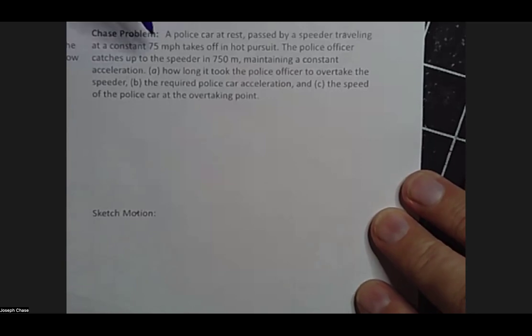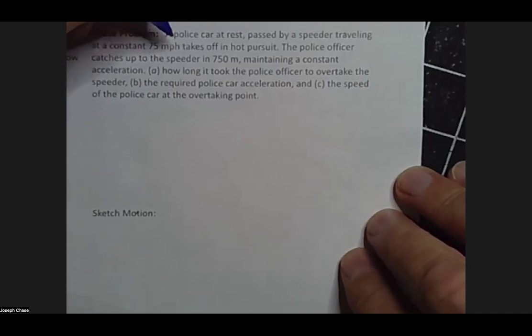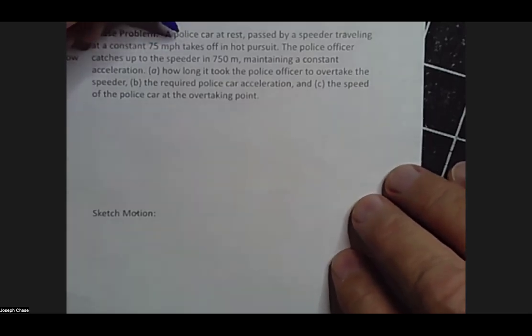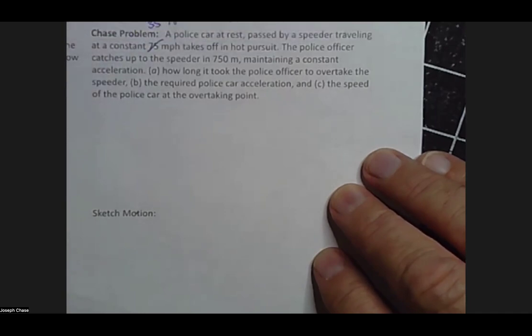So I'm going to take this as actually a problem out of the text, but I'm going to modify it a little bit. So first of all, instead of 75 miles an hour, let's just immediately convert that into meters per second. I'm not worried too much about the exact value, but let's say it's 35 meters per second. So the police car is at rest and is passed by a speeder traveling at a constant 35 meters per second.